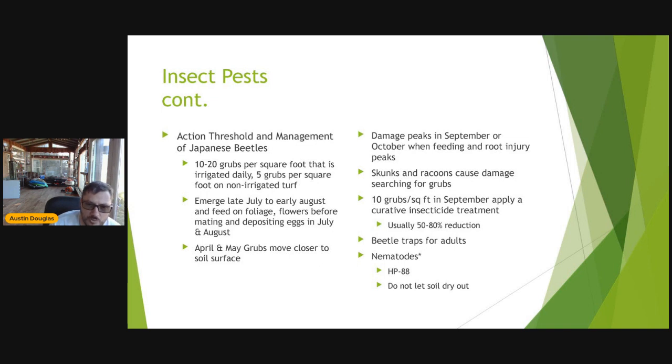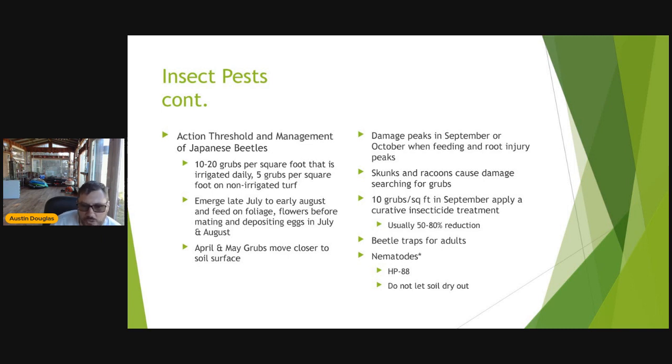So what is the action threshold in management for Japanese beetles? If you have 10 to 20 grubs per square foot that is irrigated daily, or 5 grubs per square foot on non-irrigated turf. So we have different variances based on if the turf is irrigated or not.